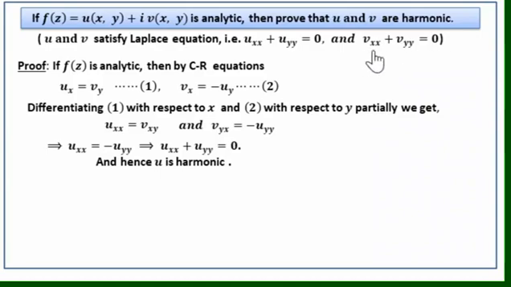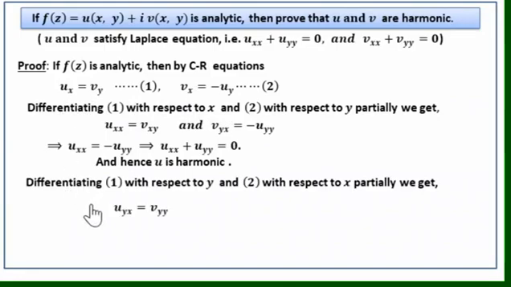In order to get vxx and vyy from these two equations, we differentiate the first equation with respect to y, so that we will get vyy, and the second equation with respect to x. So the first equation, differentiate with respect to y. Dou by dou y of ux is uyx, and the right side will be dou by dou y of vy, which is vyy. Similarly, the second equation, differentiate with respect to x now, keeping y constant.